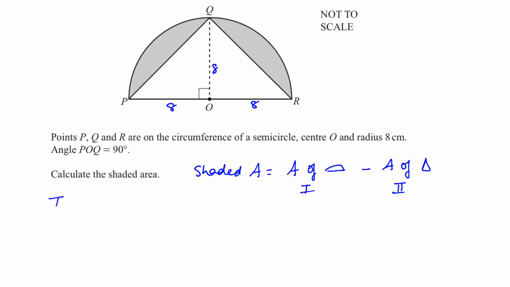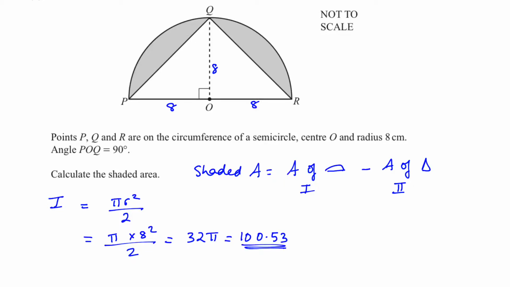To find the area of the semicircle, we will do pi r squared divided by 2. Our r is 8. So pi times 8 squared divided by 2 will give us 32 pi, which is 100.53. This is area 1.